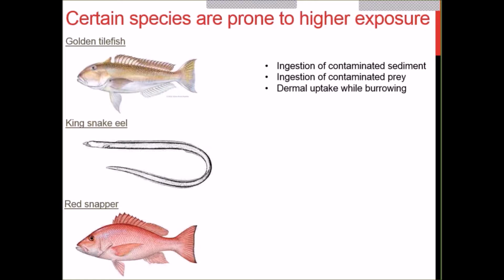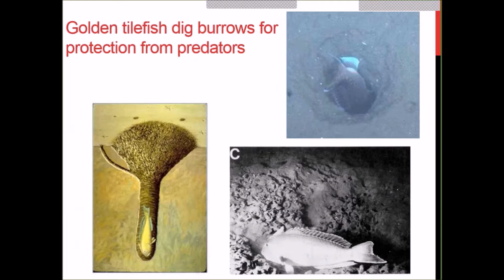So for golden tilefish, we hypothesized they could first be exposed to PAHs through ingestion of contaminated sediments. Golden tilefish are known to be burrowers. They dig these large funnel-shaped burrows for protection from predators, and it's thought that they don't migrate. They stick in one area with maybe one burrow for their whole life. And they have been observed cleaning and maintaining these burrows.